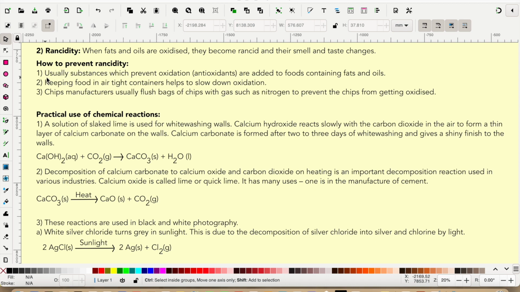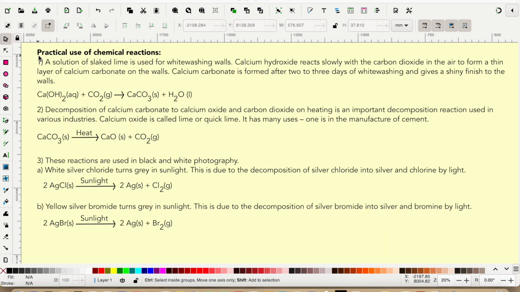First one, antioxidants are added to foods containing fats and oils. Second one, keeping food in airtight containers helps to slow down oxidation. Third one, chips manufacturers usually flush bags of chips with a gas such as nitrogen to prevent the chips from getting oxidized. Now let us see some practical uses of chemical reactions.